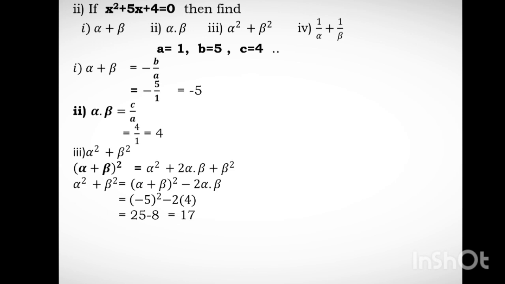Okay, and the last part we have 1 upon alpha plus 1 upon beta. We don't have alpha and beta directly, so we need to cross multiply. If you cross multiply, you get alpha plus beta divided by alpha into beta. Just substitute the values of alpha plus beta and alpha into beta. From the first equation you get minus 5, from the second equation you get 4, so you get minus 5 by 4. That is how you can solve such problems. I hope you understood all the problems. Thank you.